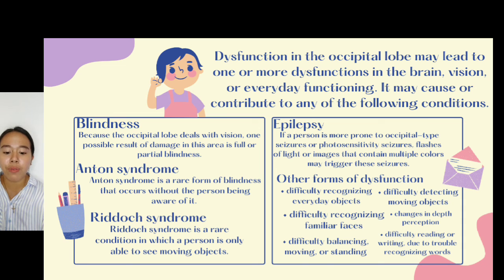There are also other forms of dysfunction: difficulty recognizing everyday objects, difficulty recognizing familiar faces, difficulty balancing, moving, or standing, difficulty detecting moving objects, changes in depth perception, and lastly, difficulty reading or writing due to trouble recognizing words.